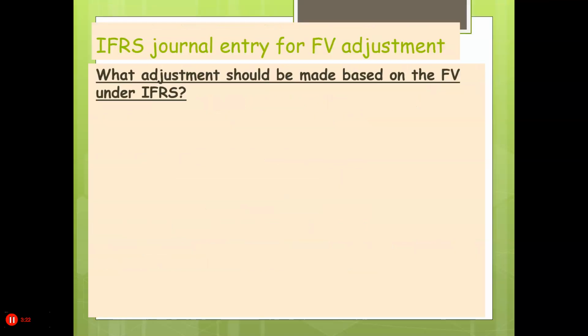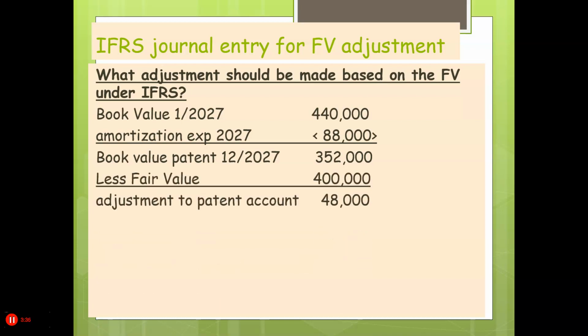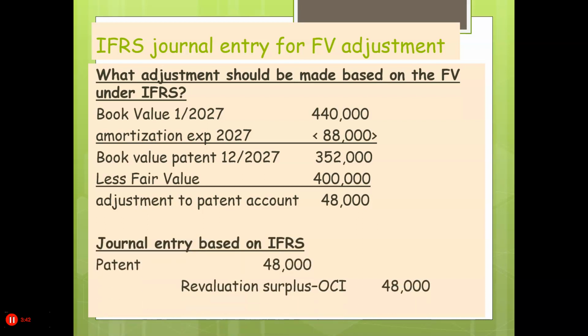So let's take a look at it under the international standard. We had a book value of $440,000. We had amortization of $88,000. So now we have a book value at the end of 2027 of $352,000. The fair value is $400,000. So we can write it up under the international standard. So we would write up our patent by 48, and we'd have revaluation surplus, which would go to other comprehensive income.